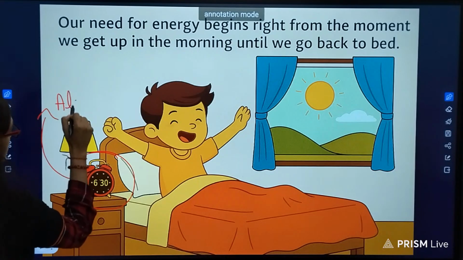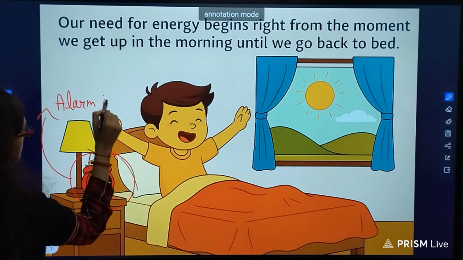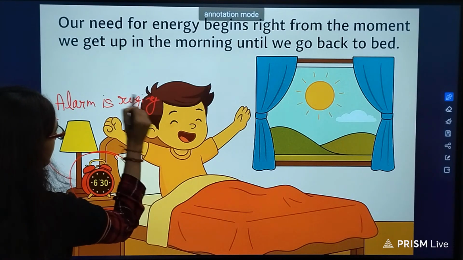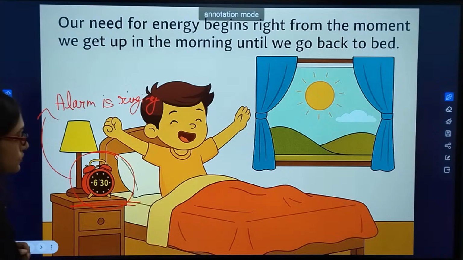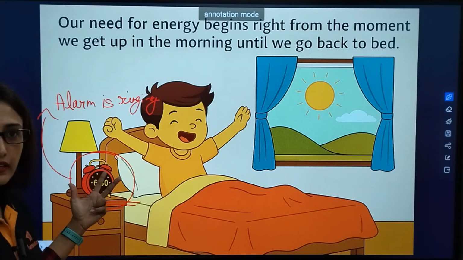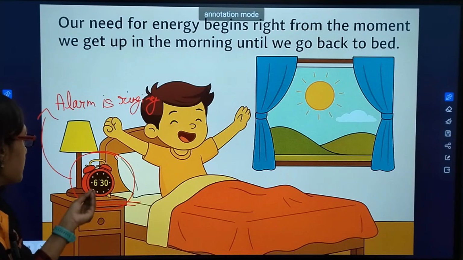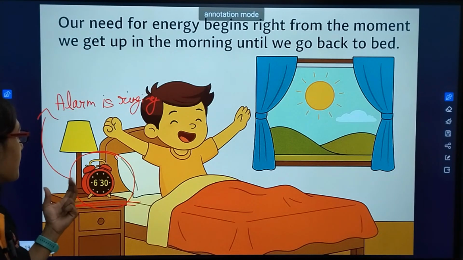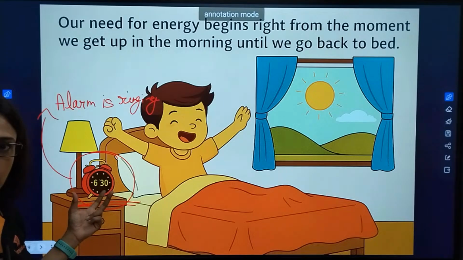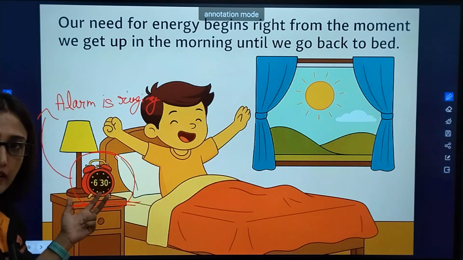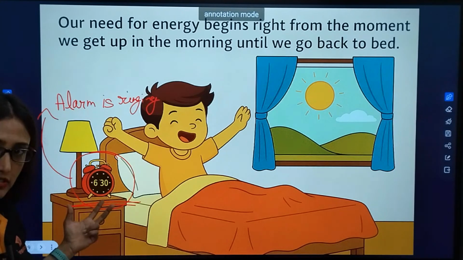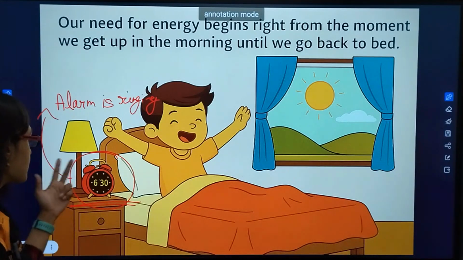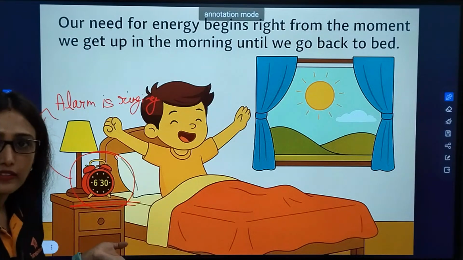Okay, so from here also the alarm is ringing. That means it is either being charged or it is somehow ringing with the help of a battery. So where is it getting energy from? It is getting energy from the battery or from charging. Nowadays this kind of clock is replaced by the mobile phone.